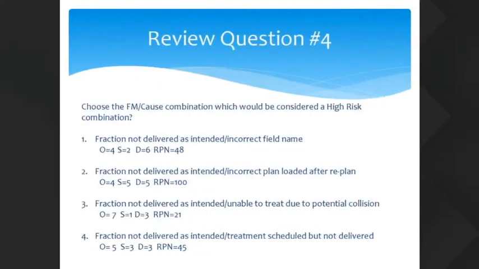Review question number 4. Choose the failure mode cause combination which would be considered high risk. Fraction not delivered as intended because of incorrect field name. So that's a failure mode and a cause. Fraction not delivered as intended because of incorrect plan loaded after replan. Fraction not delivered as intended because they were unable to treat due to potential collision. Fraction not delivered as intended because the treatment was scheduled but not delivered.